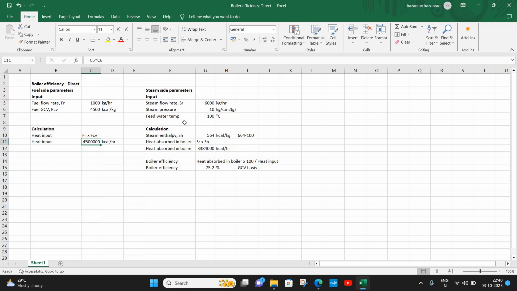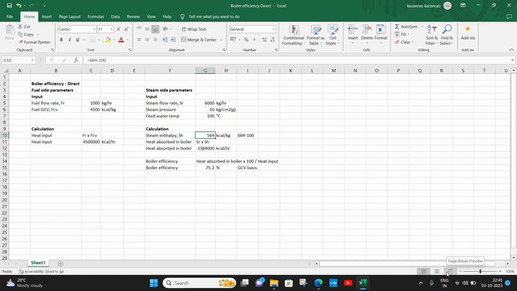So now we are going to find the heat absorbed in the boiler. Heat absorbed in the boiler is steam enthalpy into steam flow rate, and for finding out the steam enthalpy, we need the steam pressure and the feed water temperature. Assuming that the feed water temperature is 100 degree and the enthalpy of steam is 664, the actual enthalpy that is absorbed in the boiler is 564. It's 664 minus 100. 664 is the enthalpy of steam at the outlet of the boiler. The 100 is the enthalpy of the feed water. As you know, at 100 degree, we can assume the heat input is 100 kcal.